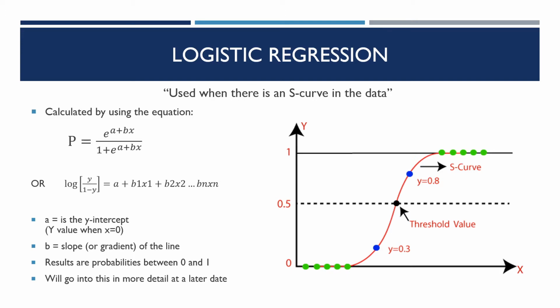Essentially, what we can do is calculate a probability, in this case between 0 and 1, using logistic regression. This equation can be written in different ways, but don't worry, we're going to go over this in lots and lots of detail when it comes around to it. Also notice that the gradient is continuously changing.